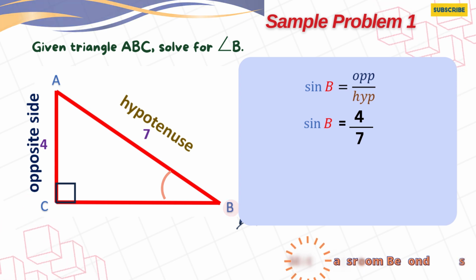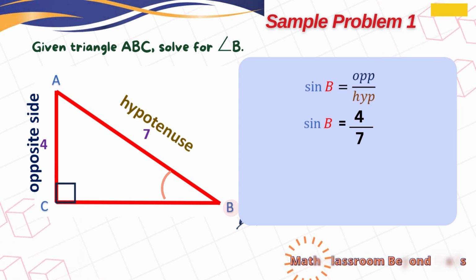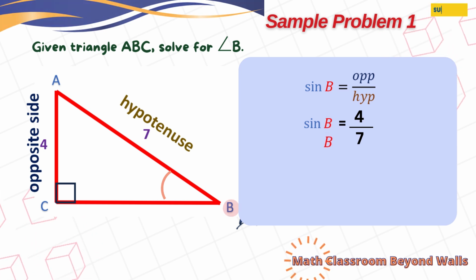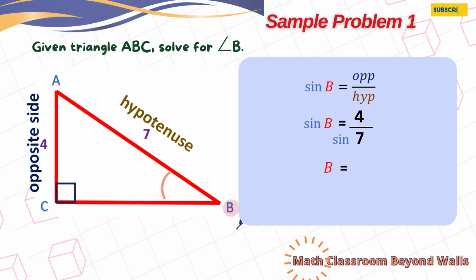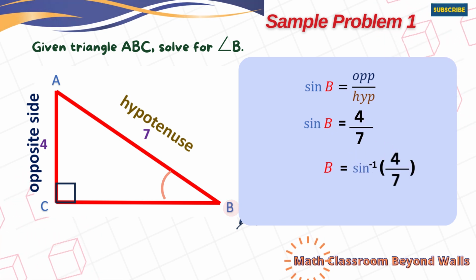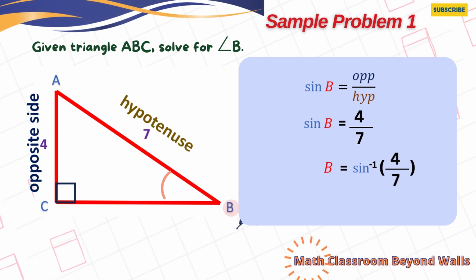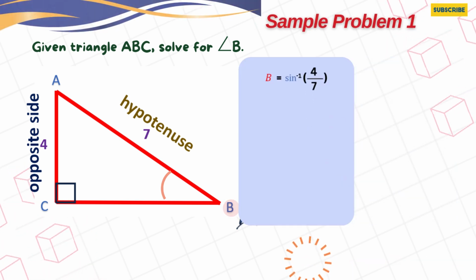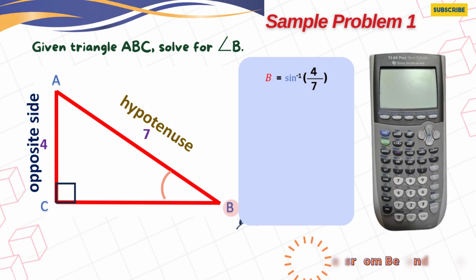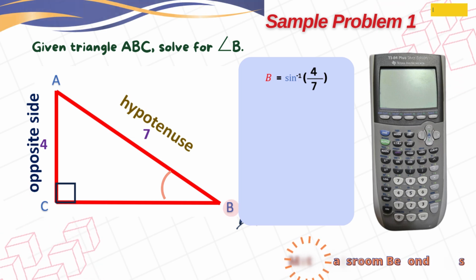Then, we write the inverse of sine, the equation above, to solve for angle B. Thus, angle B is equal to sine to the negative 1 times 4 over 7. Finally, we solve for this equation using a calculator. We will use a TI-84 calculator. Always remember to set the calculator to degree mode before using it.